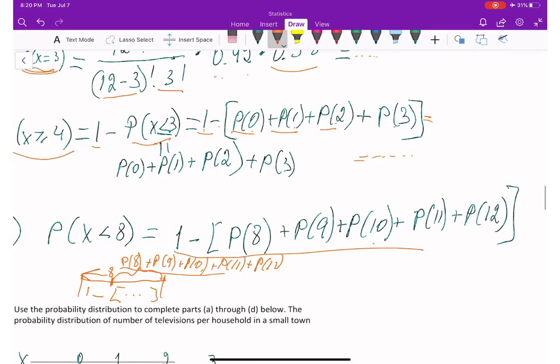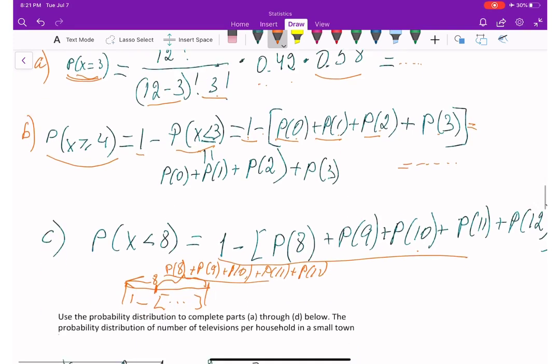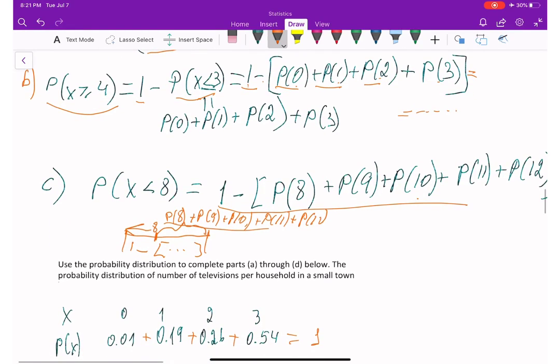You are plugging exactly the same way into this formula here. N is 12, x is 3, plug 3 here, and here is 12 minus 3, and so on. So every time you take different x, add them up, and then subtract from 1, and you will get your answer.